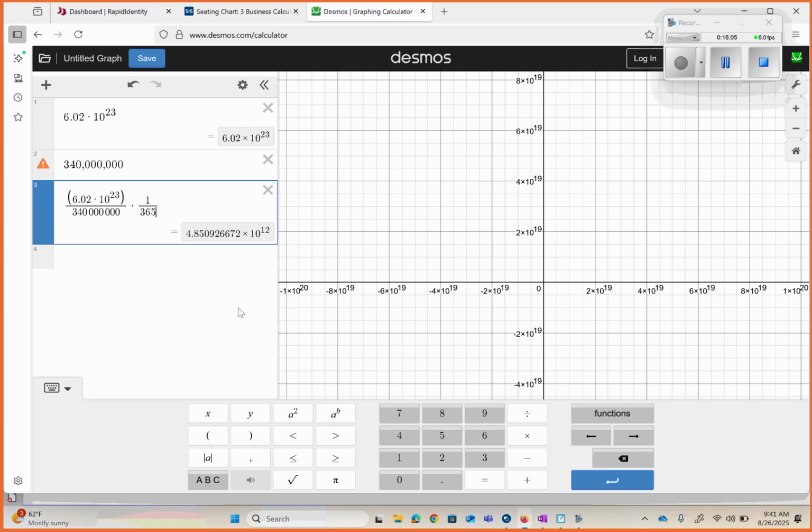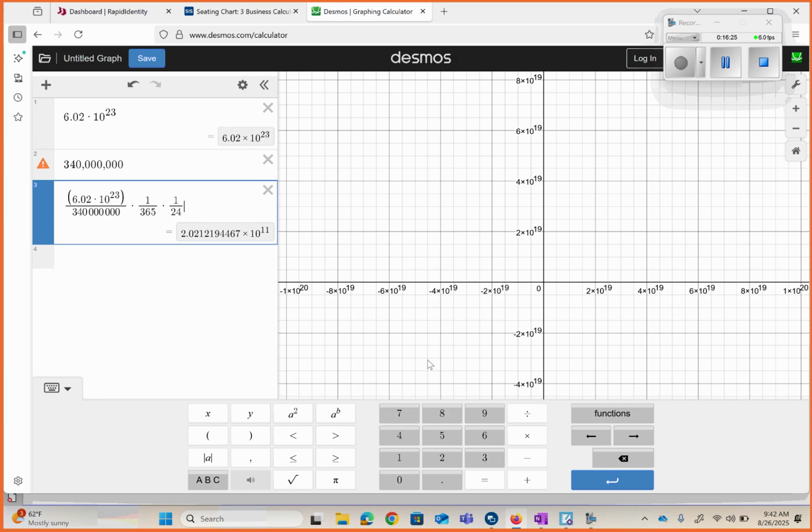And if you went a little bit further and said, well, how much is that per hour? That means 1 divided by 24, because there's 24 hours in a day. This means that we could spend 2.02 times 10 to the 11th dollars every hour, every day for 1 year.